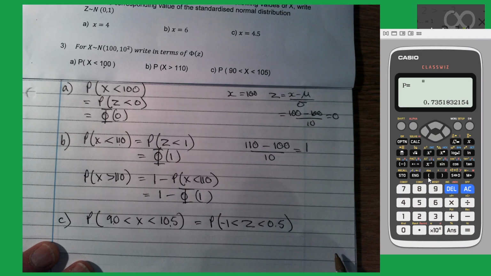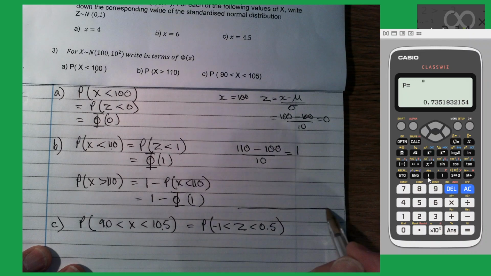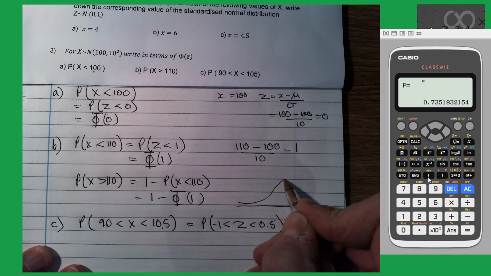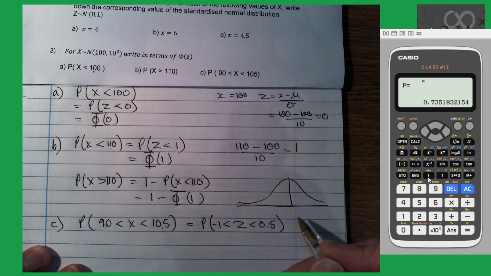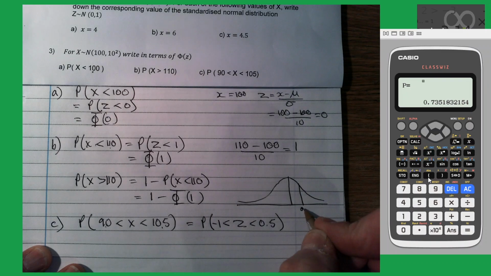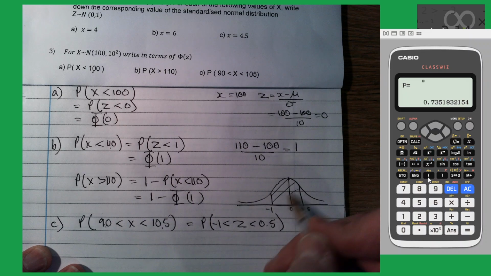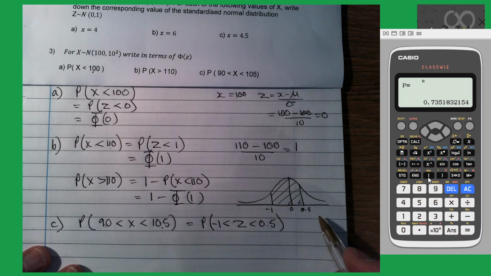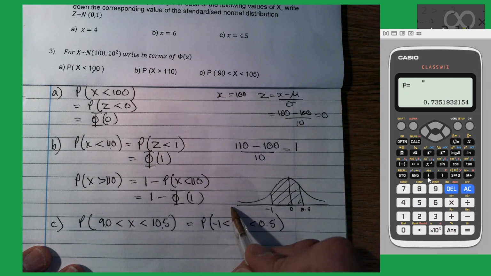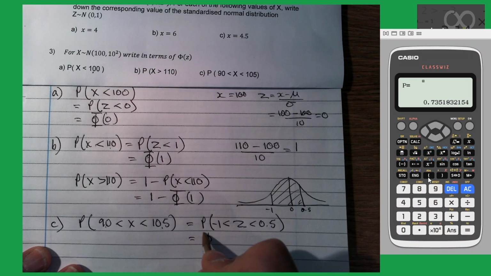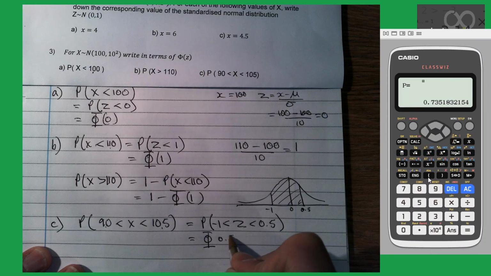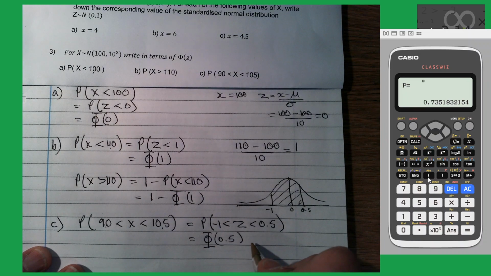We sketch a little graph of z now. Looks like this. We're going from 0.5 there, the mean is 0, minus 1 here, so we want this area in the middle. We get probabilities less than a value, so 0.5 is this whole thing, minus 1 is this, so this is equal to phi of 0.5 minus phi of minus 1.